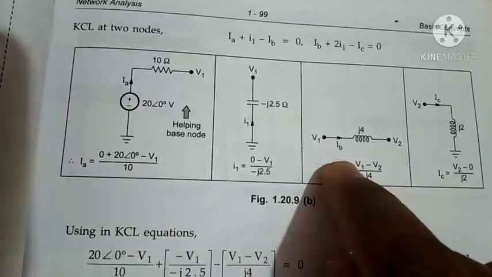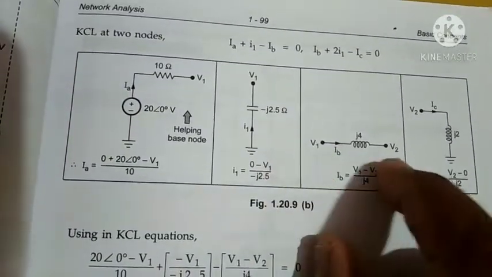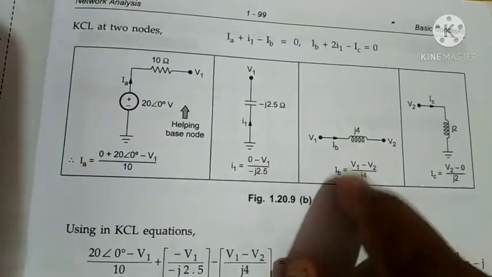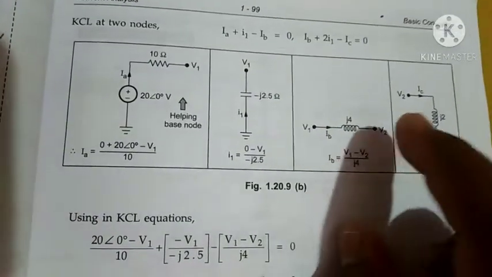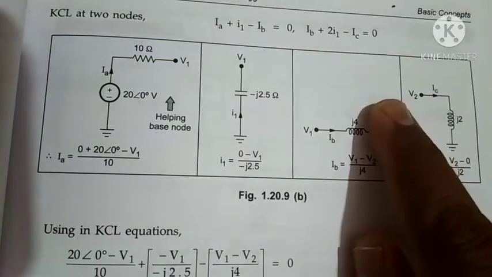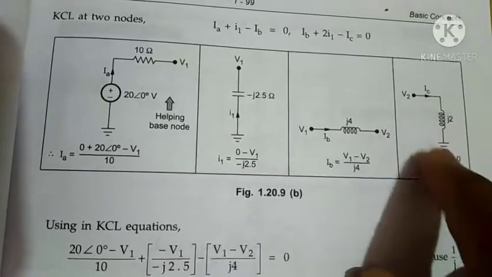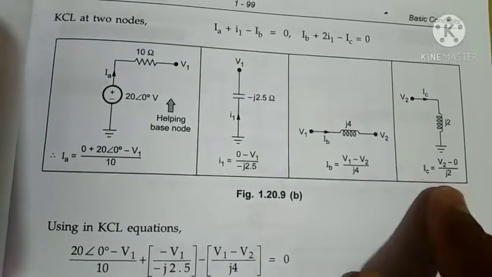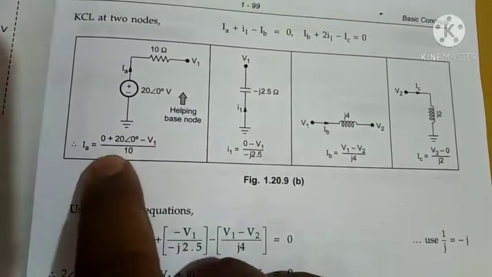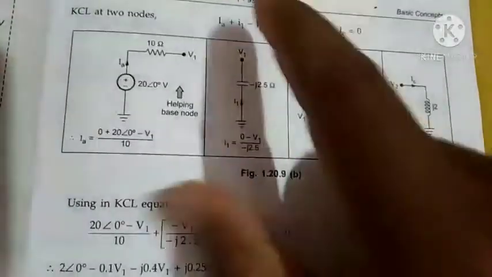Next, the current IB is moving from V1 to V2. V1 minus V2 divided by j4. And lastly the current IC, which is moving from V2 to ground: V2 minus 0 divided by j2. After calculating these values we have to substitute them in the equations.